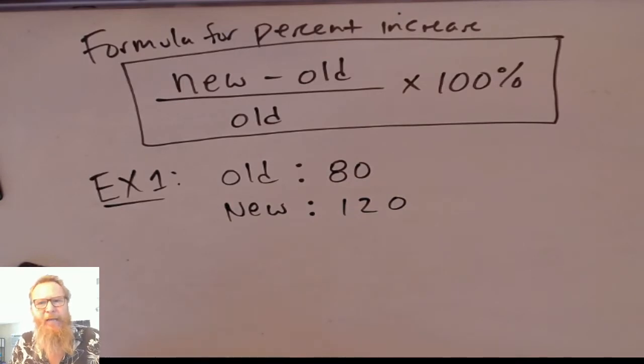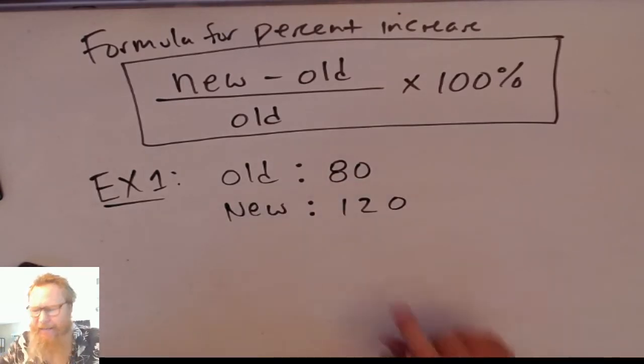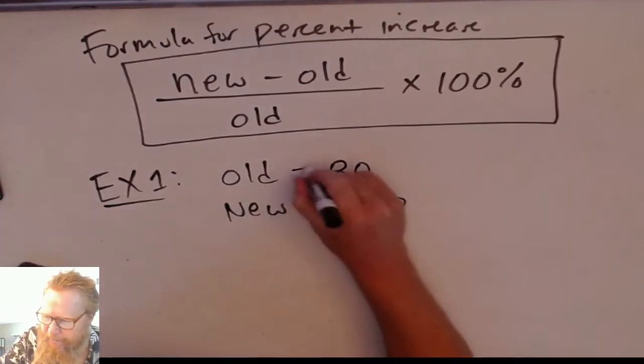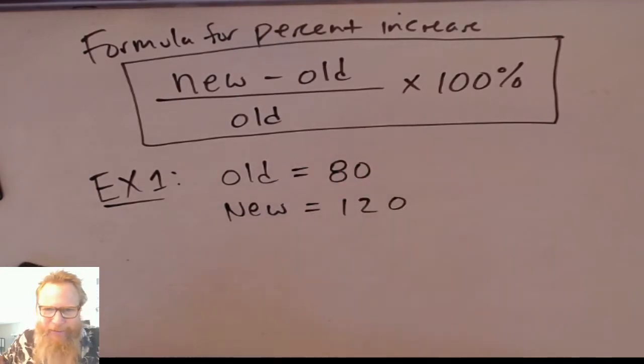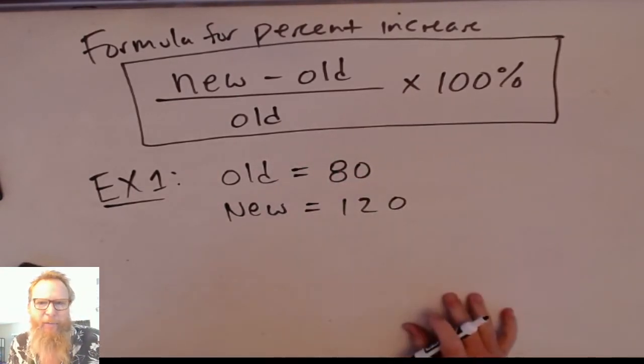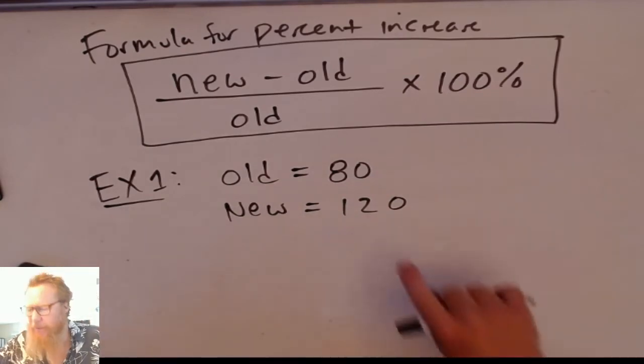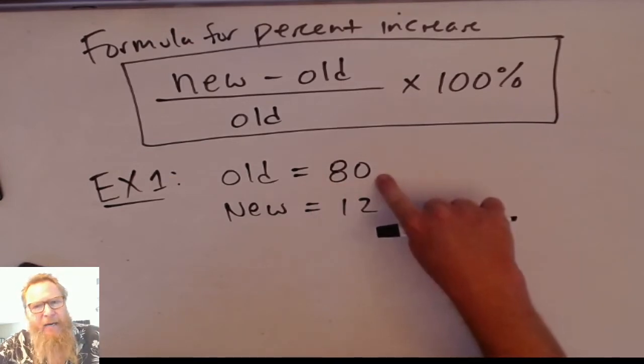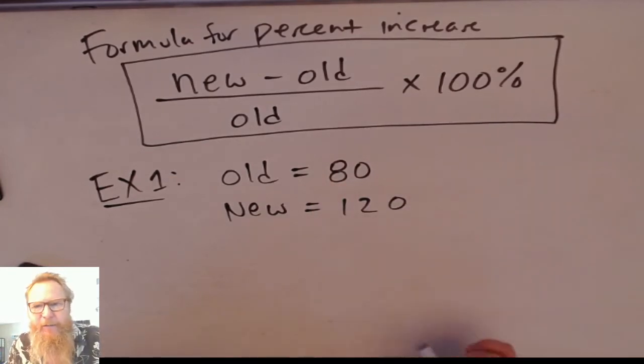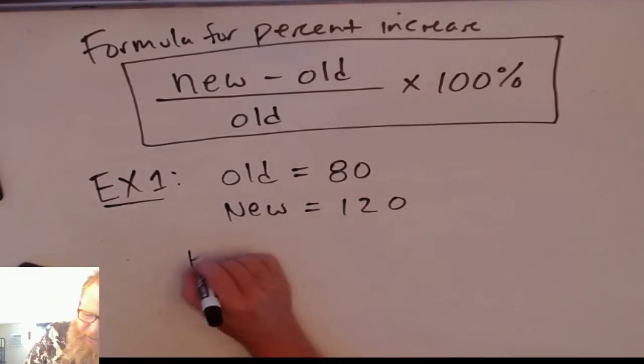Okay, so an example. Suppose the old amount is, I don't know why I'm using a colon here. I think that's what it is in the book. I'm just going to use an equal sign. The colon can be a little misleading. I might go and actually modify that a little bit. So suppose the old amount was 80, also known as the original, and the new amount is 120. Find the percent increase.